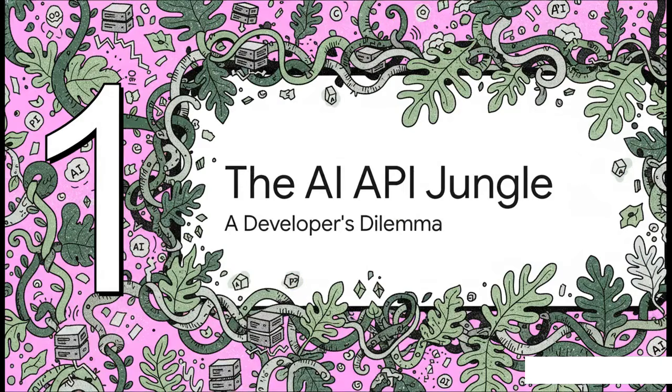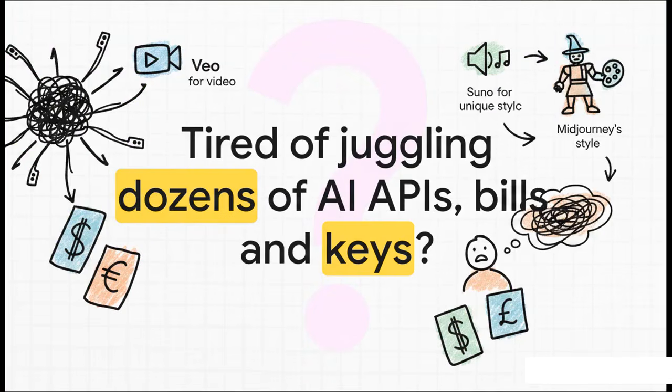But before we get to the solution, let's really nail down the problem, what the review so perfectly calls the AI API jungle. And trust me, if you've ever tried to ship a modern AI product, you know this jungle is real. Sound familiar? You want to use Google's Veo for video, so, okay, you set up a whole Google Cloud project. Then you need Suno for music. That's a completely separate account. You want that unique Midjourney style? Get ready for what the review calls Discord bot gymnastics. And before you know it, your code is a tangled nightmare of different client libraries, and your finance department is staring at 3, 4, 5 different bills. It just eats up so much time and energy.